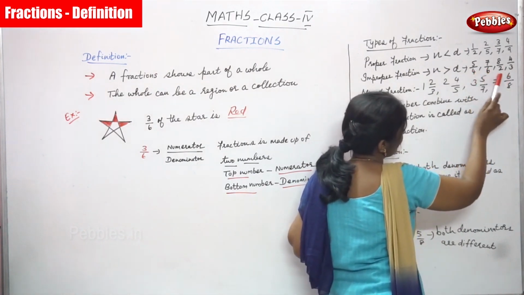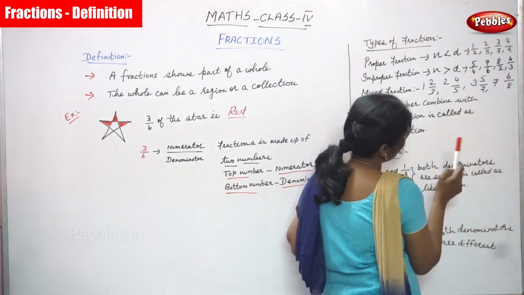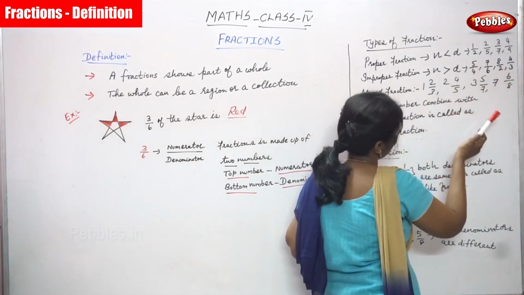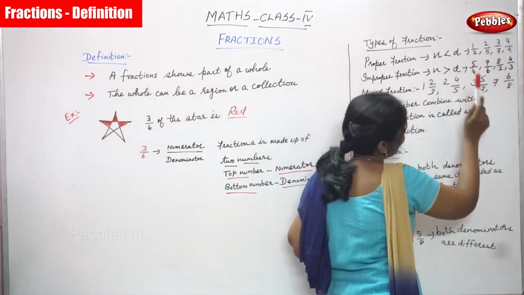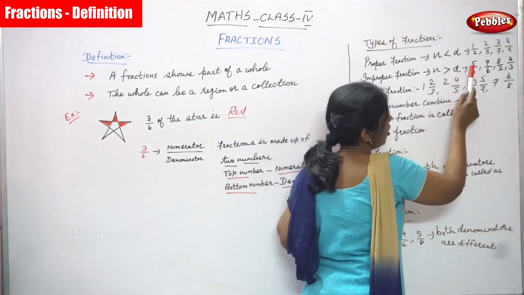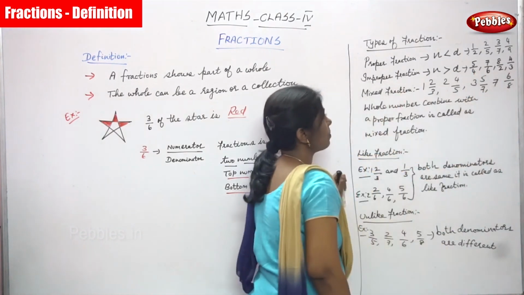All the denominators are less than the numerator. Otherwise, we can say all the numerators are greater than the denominator. That is, the numerator is greater than the denominator. All the numerators are greater than the denominator. It is called an improper fraction.